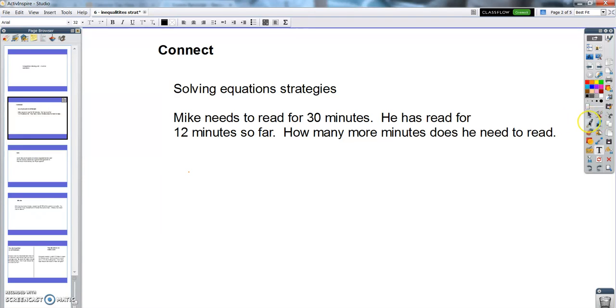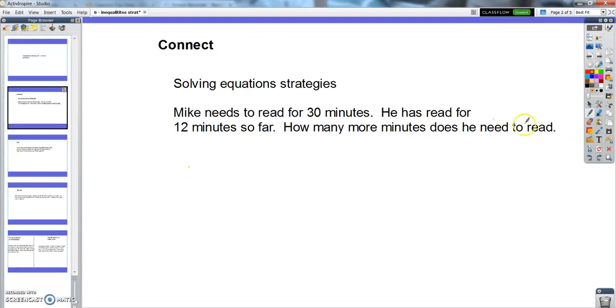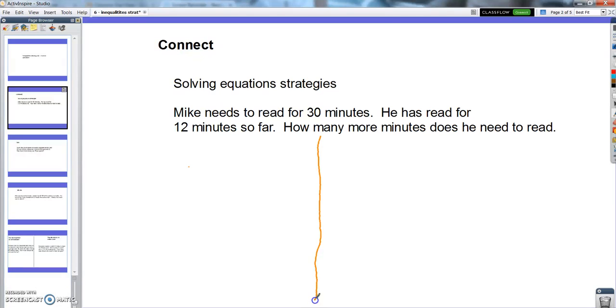Let me remind you of a couple things. Our first strategy for inequalities was the common sense strategy. This was one of the problems we did. Mike needs to read for 30 minutes. He's read for 12 minutes so far. How many more minutes does he need to read?